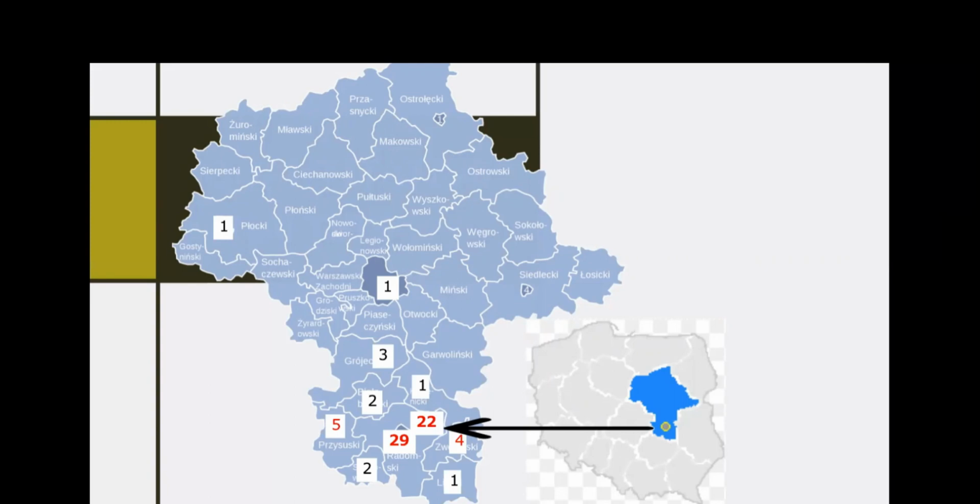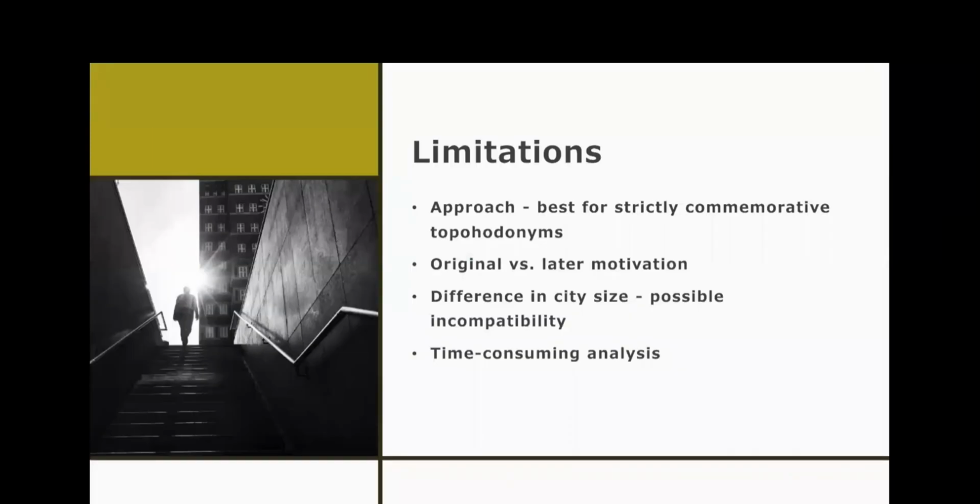So, to sum up, the approach I'm proposing has its merits and drawbacks. Limitations first, it works best for street names that are strictly commemorative. As we saw on the example of pseudo-Russian and in fact Slavic names in Germany, the original motivation, the historical reason for naming, may with time be forgotten, which is another methodological problem.